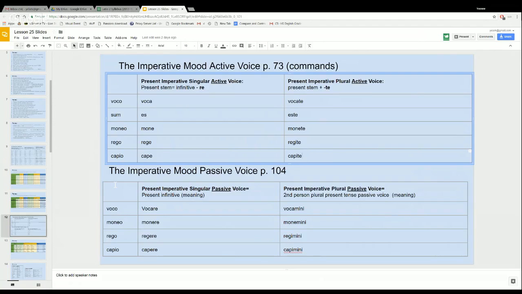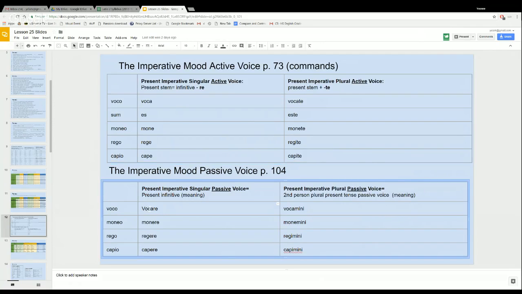I want us to keep those fresh in our memory because you never know when you're going to run into those in a sentence. Unlike most of these that end in an E or an A, it chops right to the stem. So FAC for facio is the present active imperative singular, and also DUC for duco.